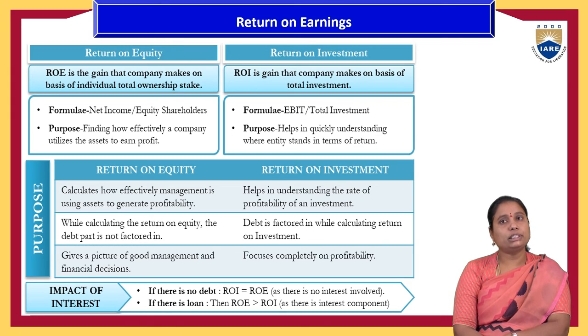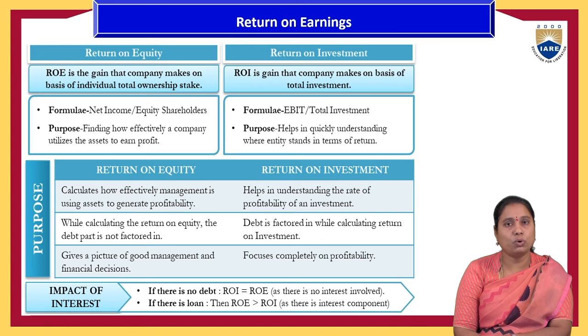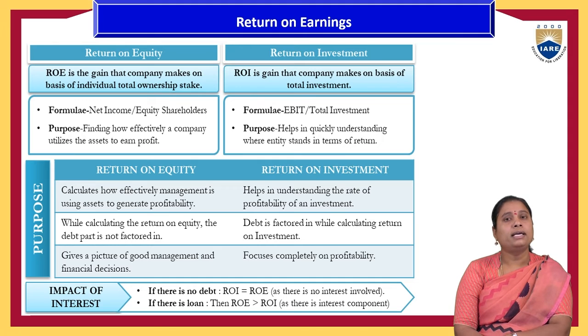So the formula of ROE is net income divided by the equity shareholders' funds, whereas ROI is EBIT, earnings before interest and tax, divided by the total investments. The company's utilization of the owner's equity is revealed with return on equity. The company's benefit out of the total funds is calculated with ROI, return on investments.